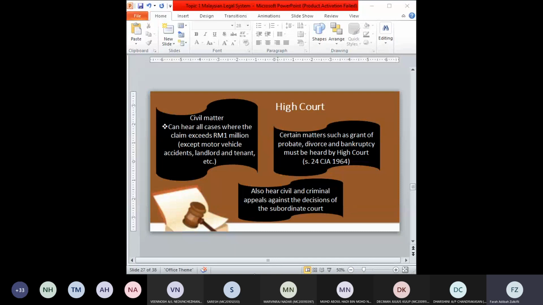1 MDB. I think 1 MDB is heard in... wait, 1 MDB is heard in which court? No, the 1 MDB case, let me see. Yeah, the 1 MDB case is heard by the High Court because the amount is more than 1 million.